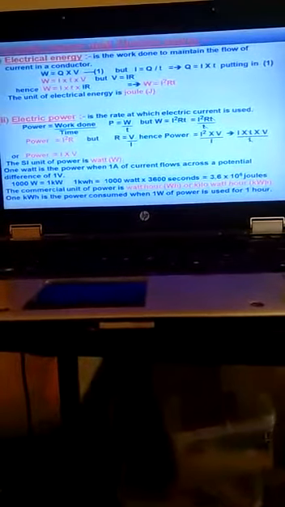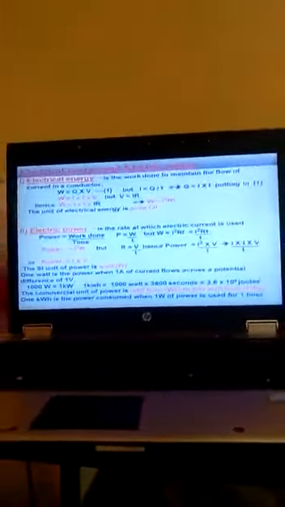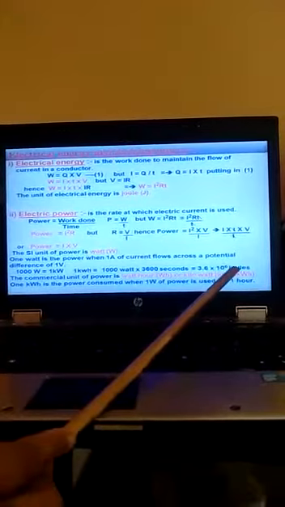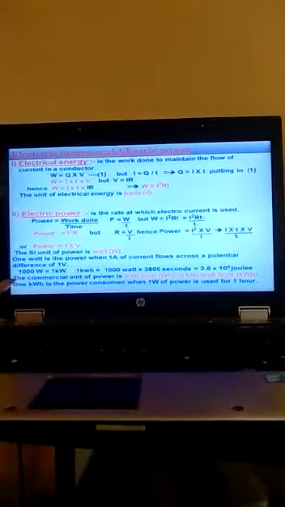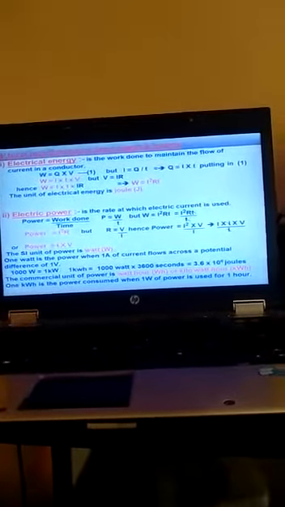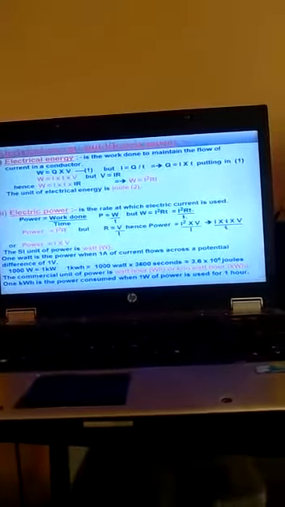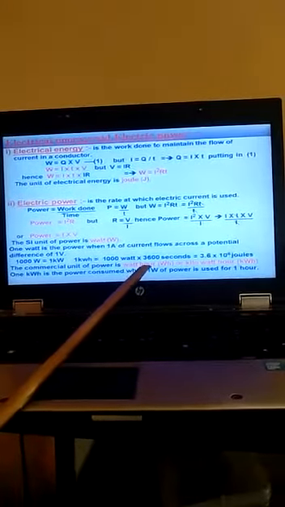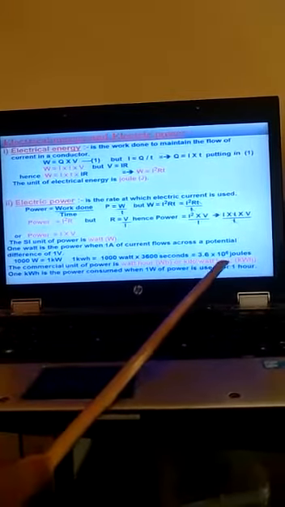As you did in your 9th class, 1 kilowatt hour is equal to how many joules? 1 kilowatt hour is equal to 3.6 into 10 raised to power 6 joules. Next, if I ask you, what is the commercial unit of power? You must say that the commercial unit of power is watt hour or kilowatt hour.